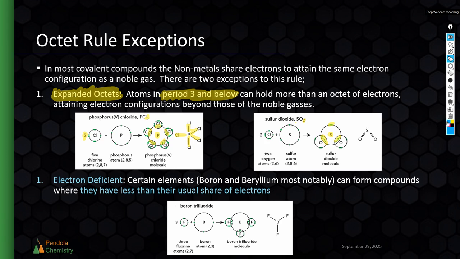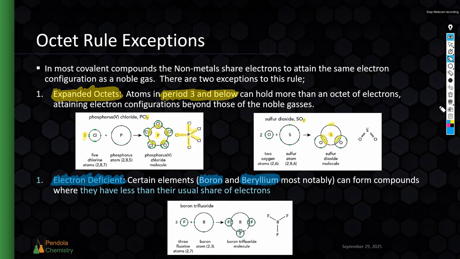Now, the other type of exception to the octet rule is the opposite of an expanded octet. An expanded octet is more than 8 electrons. Then elements that are electron deficient are elements with less than 8 electrons. This is a more rare case and only happens with two elements, boron and beryllium. Boron and beryllium are the most notable cases where we will have an electron deficient compound.